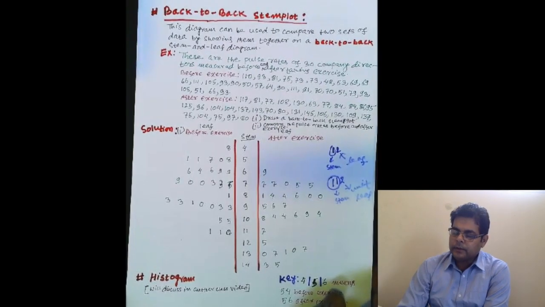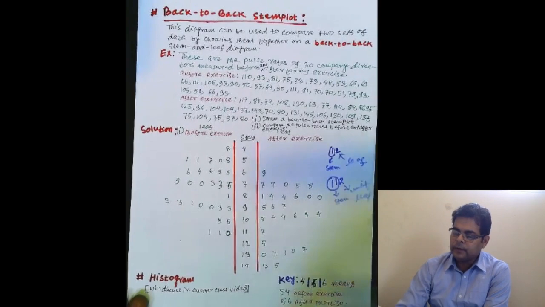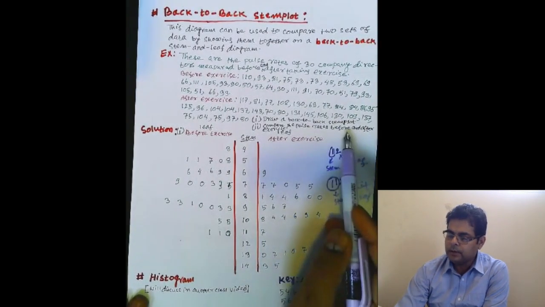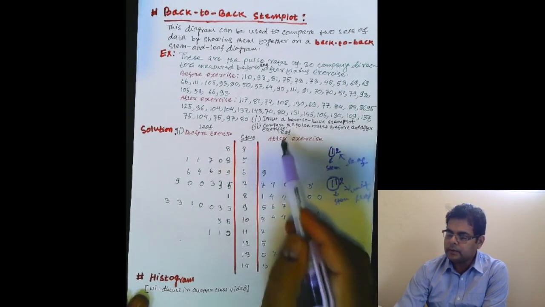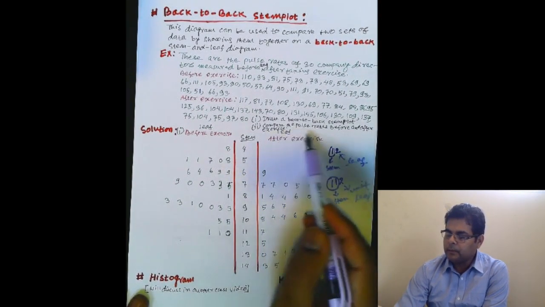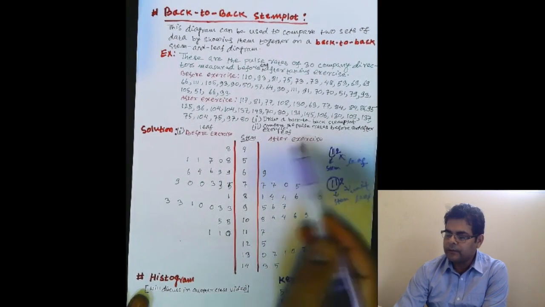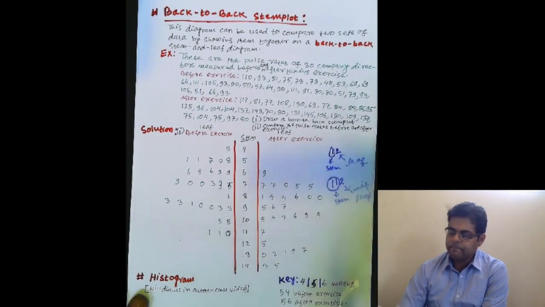Based on this data, first of all, you have to draw a back-to-back stem plot. And once you complete your drawing, then you have to compare these two data. That means it says to compare the pulse rates before and after exercise.